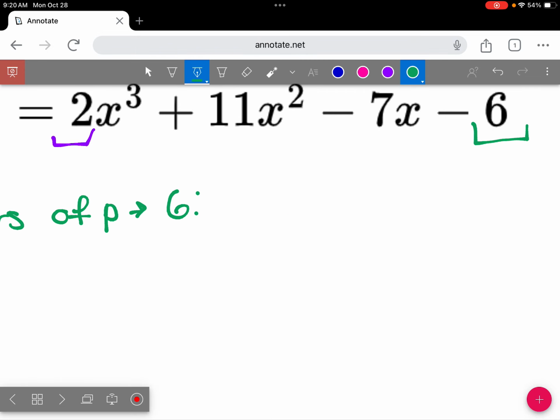What are factors of 6? Positive and negative 1. Positive and negative 2. Positive and negative 3. Positive and negative 6. Those are all of our factors of 6. I could find pieces in there that multiply together to make 6.